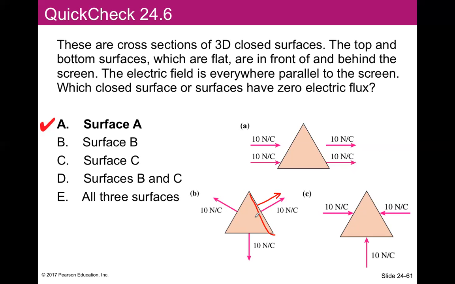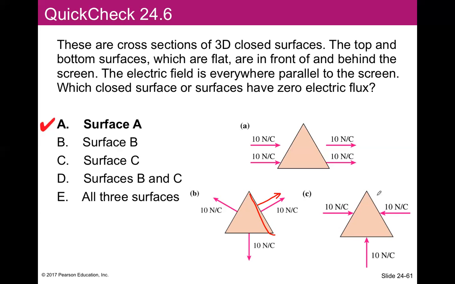It's positive because the E and the A are in the same direction. So cosine theta equals 1. Cosine theta is cosine 0 now because they're in the same direction. So you get a positive flux on this surface. The same thing for this surface and that surface. So for each surface, you get a positive flux. So totally, you have positive flux for the whole system.